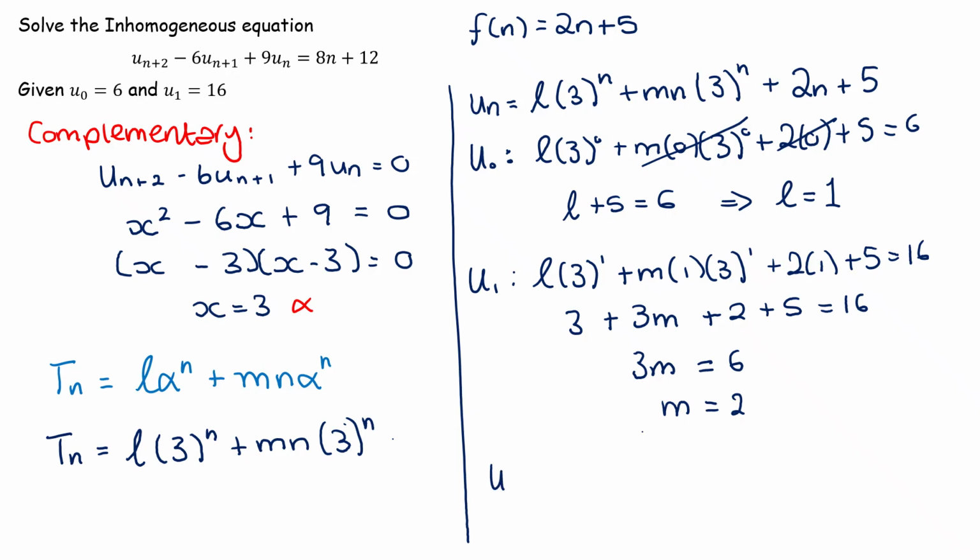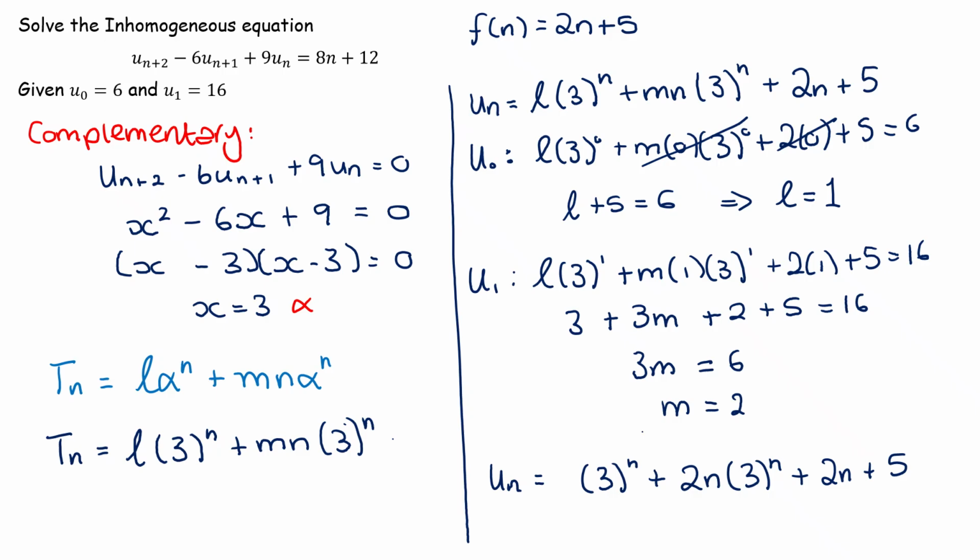So our final answer for un is going to be L, which is 1, times 3 to the power of n, plus M. All right, let's plug in M, 2n times 3 to the power of n, plus 2n plus 5. If you want to do some cleanup, we can absolutely drop that one. But otherwise, it's as cleaned up as we can go.